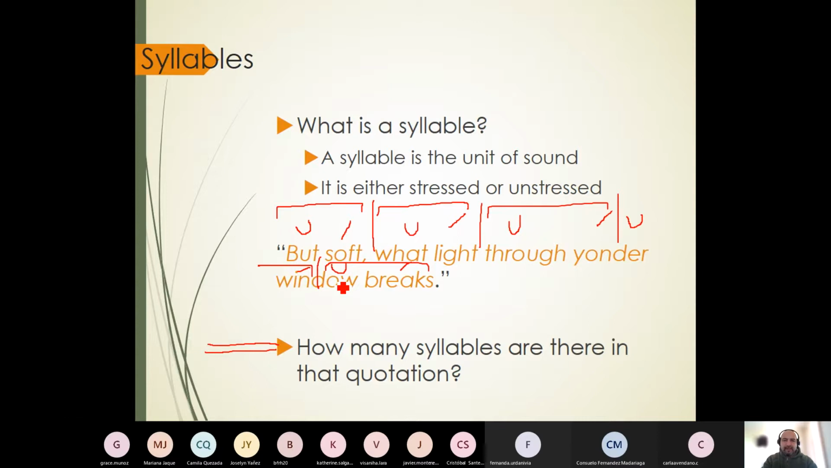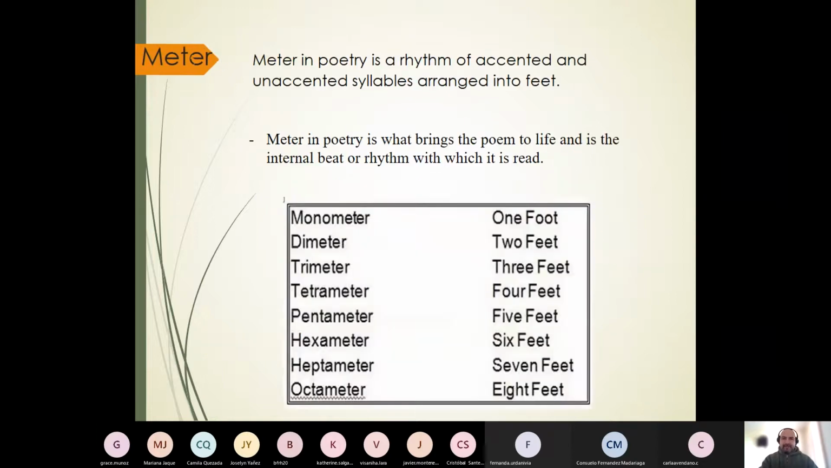So as it has 5 feet, this line is a pentameter, and each one is composed of an unaccented and an accented syllable. We call it iamb, right? If we have a different type of accentuation in this syllable, the name would not be iamb or iambic. It would be different. All right.